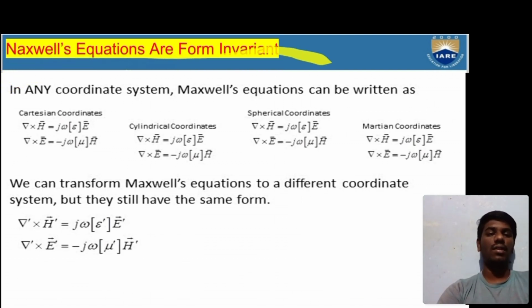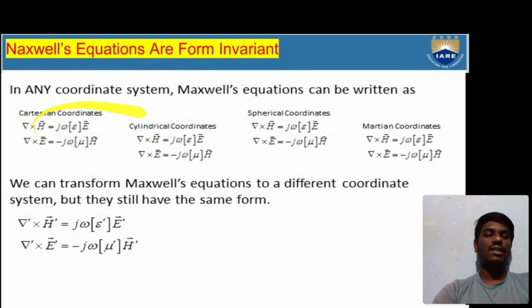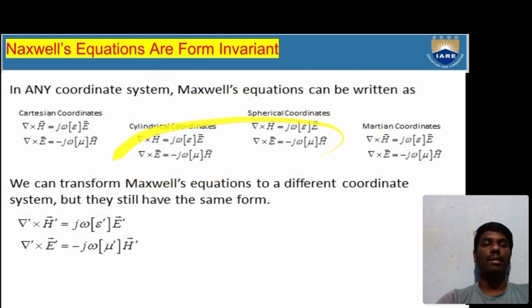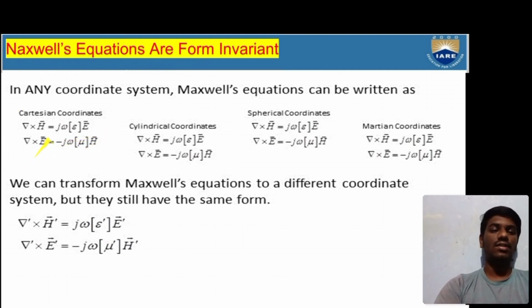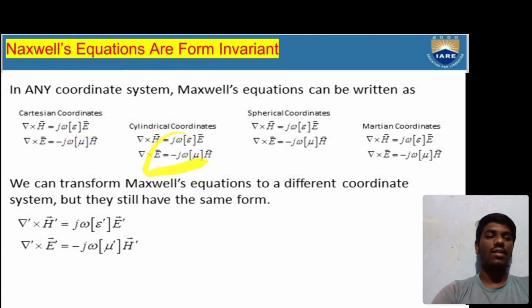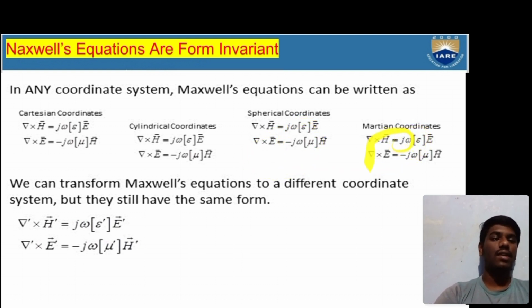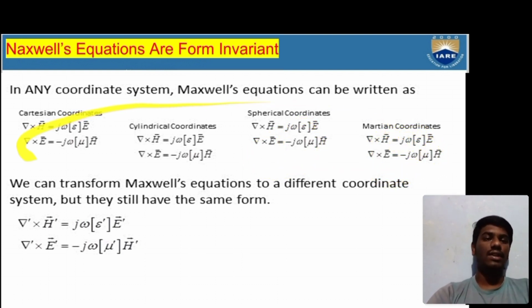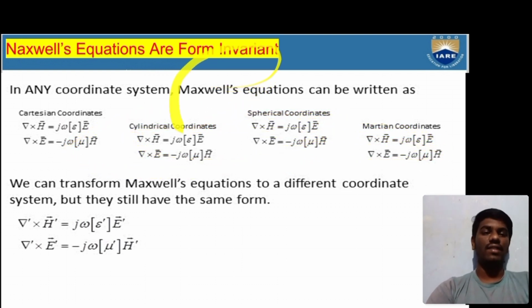Maxwell equations are form invariant. What is the Maxwell equation? I will discuss. In any coordinate system, Maxwell equations can be written as curl H equal to jωε E. See here, these equations are for Cartesian coordinates, these for cylindrical coordinates, these for spherical coordinates, and these for Martian coordinates. But what is the difference here? We can't find any difference. Maxwell equations are invariant for any coordinate form.